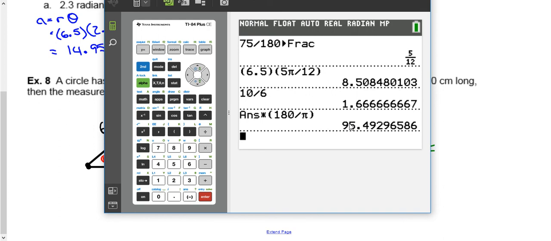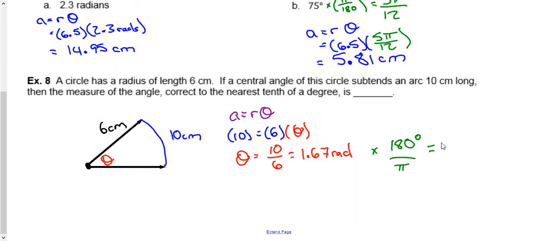And we get 95.49, which is basically 95.5 degrees. So again, this is a bit of a trick question because normally we would have stopped right here, 1.67 radians, but this one said to correct to the nearest tenth of a degree, 95.5. And again, this is a trick question because we usually measure degrees or angle to the nearest whole. Okay.